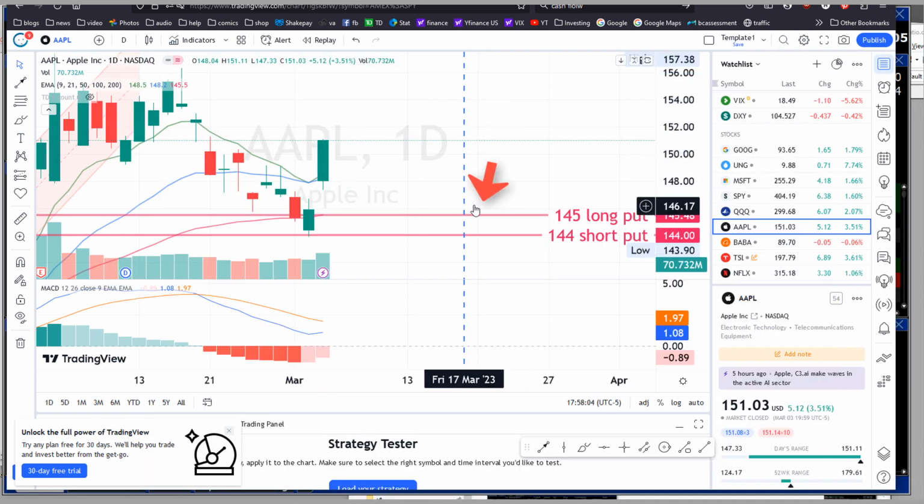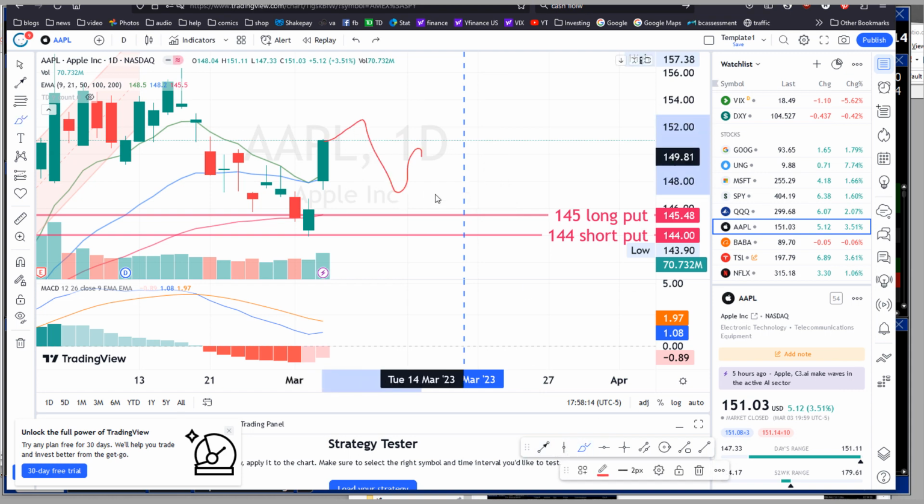But if Apple drops to this line, then there's a couple things you can do. First of all, if it drops to 145 and it's pretty close to the expiration date, like maybe it's just 1 or 2 days away, then I would be inclined to not do anything and just wait until the last possible moment before the expiration. Then I might sell the 145 long put for whatever intrinsic value it's going to have at that time if the stock goes below 145.